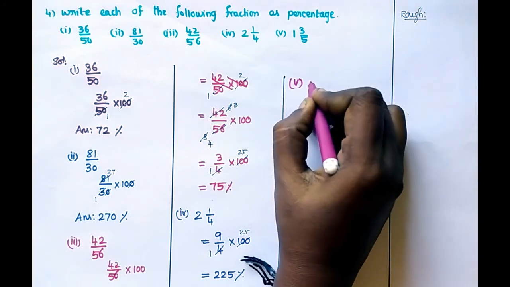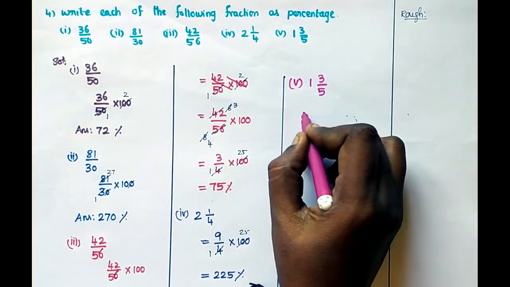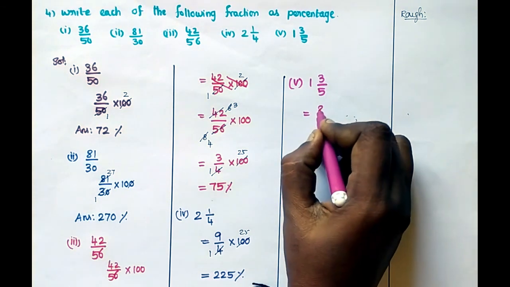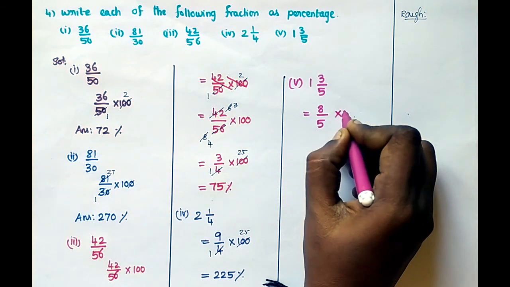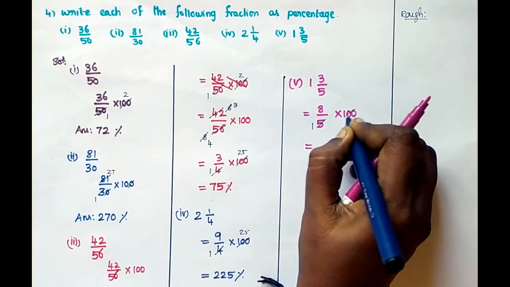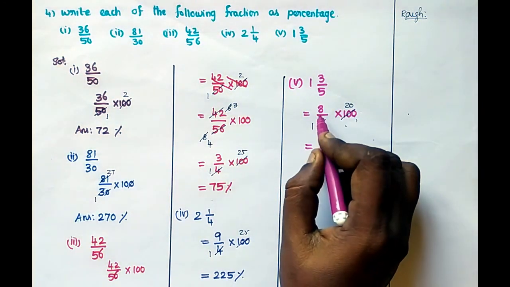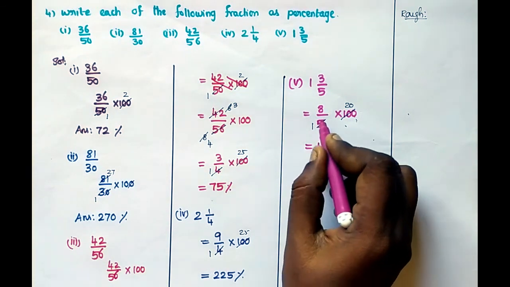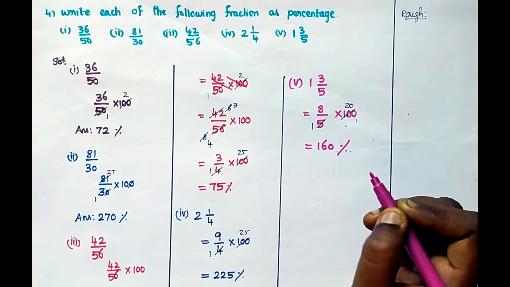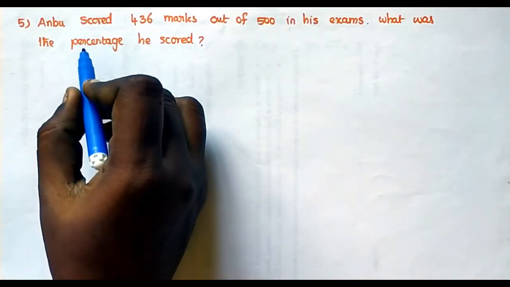Fifth one, 1 3 by 5. Change into improper. 1 5 is 5 plus 3, 8. 8 by 5 into 100. Cancel this number. 5 1 is 5. 5 20s are 100. So 8 into 20. 8 2s are 16. Put the 0, means 160 percentage. That is the answer.